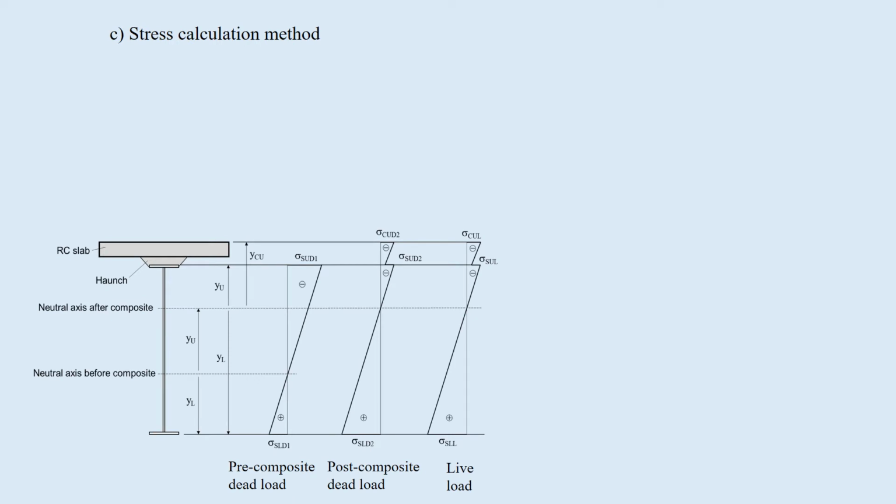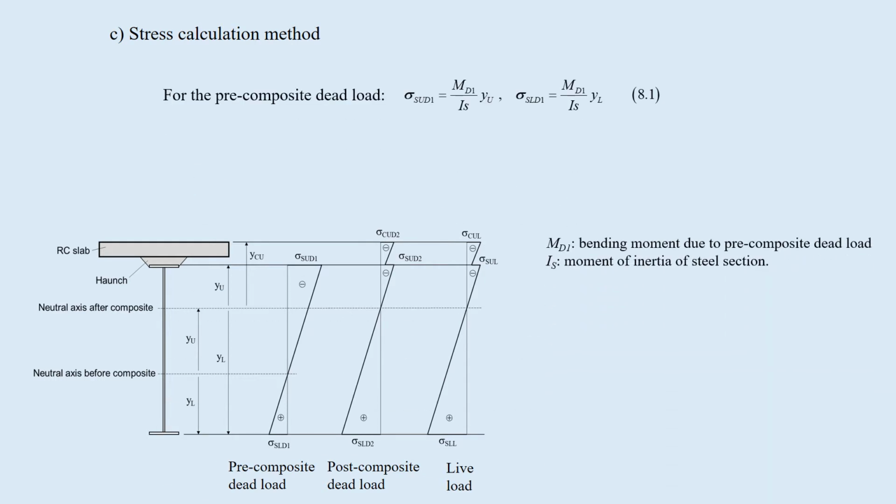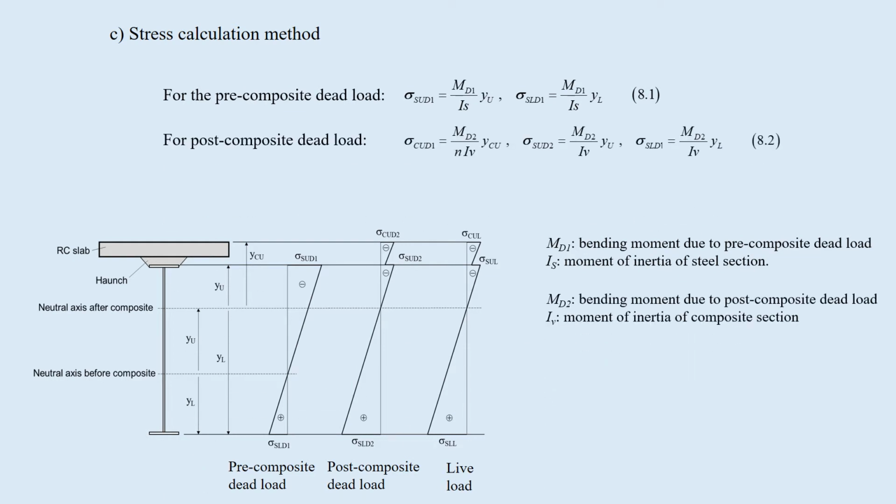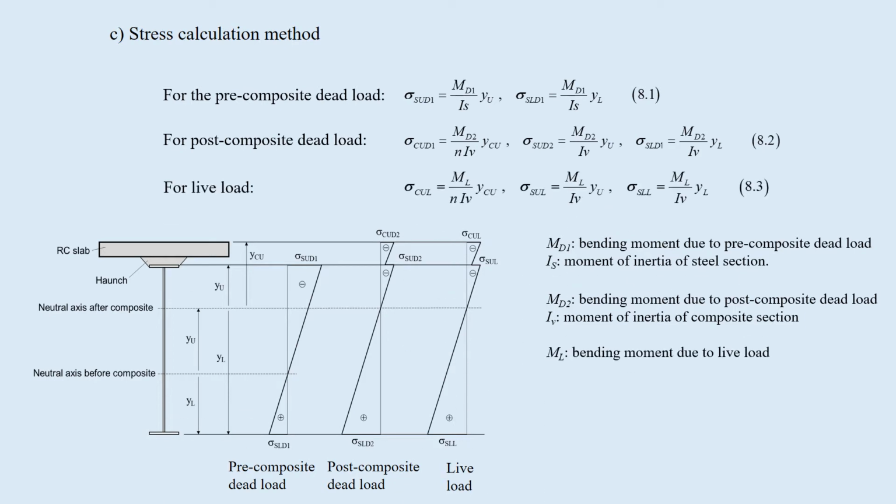The stress distributions due to the pre-composite dead load, the post-composite dead load, and the live load are shown here. For the pre-composite dead load, the stress at the upper and lower edge is calculated only for the steel girder. For the post-composite dead load and the live load, the stress is calculated for the composite section. The ratio of Young's modulus, n equals 7, must be included in the stress of the concrete slab.